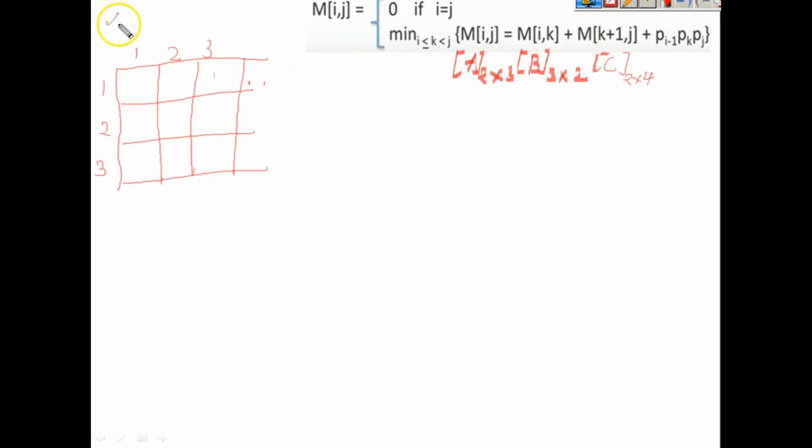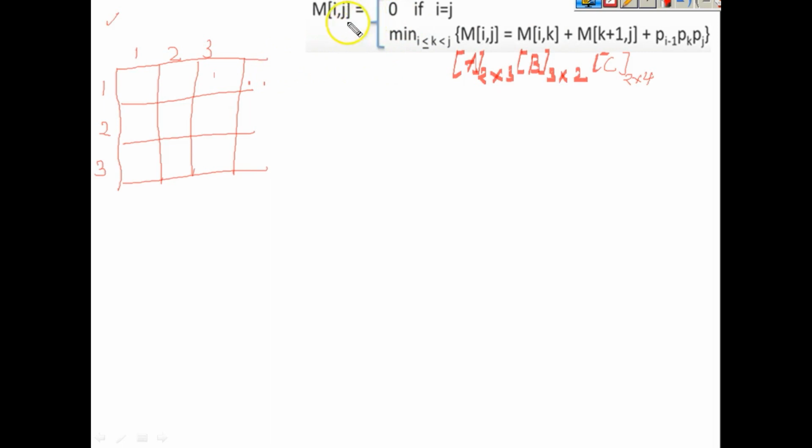So m[i][j] equals m[i][k] plus m[k+1][j] plus p[i-1] p[k] p[j], where p[i-1], p[k] and p[j] deal with the dimensions of the matrices, and k is greater than or equal to i and less than j. When we take one example, you will easily understand how to use this formula.